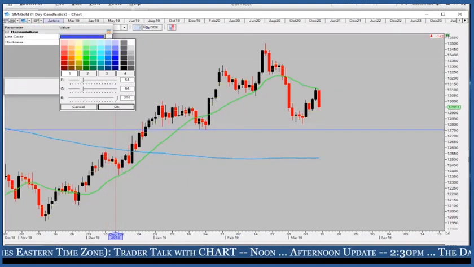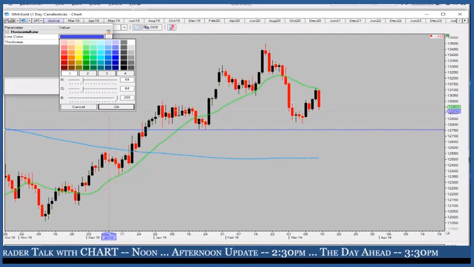What color you want to make it? Blue? What's your favorite chart color? Because you're a Florida Gator fan. Green, good.